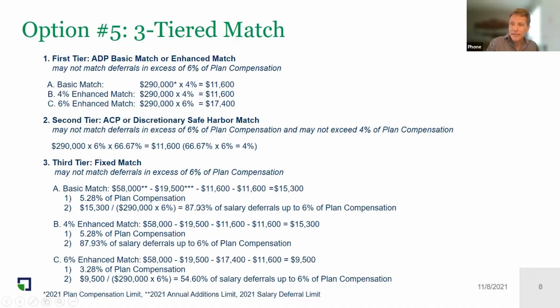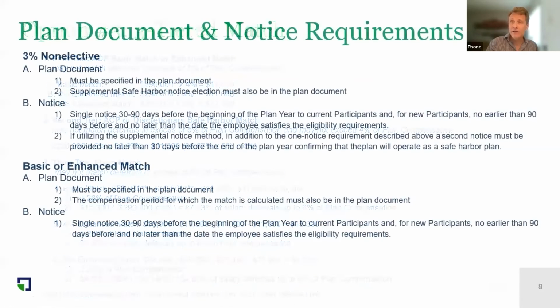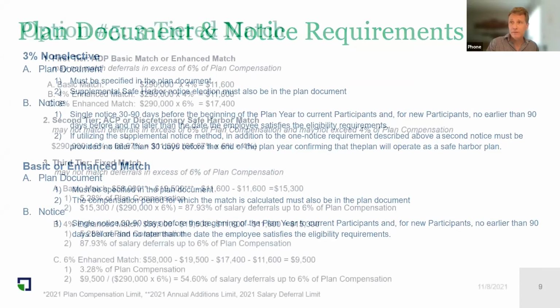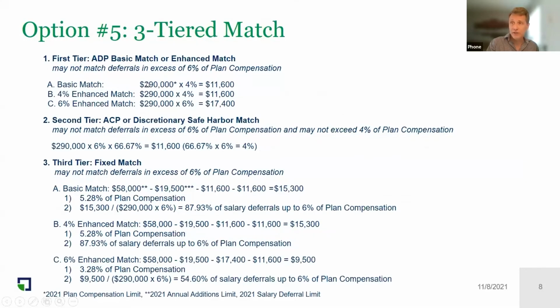The reason you need to calculate this fixed max percentage is because this needs to be in the plan document, okay? Under the fixed match section of your plan document. This has to be in there, okay? Now, every year as limits change, as these limits change, the 290,000 and the salary deferral, you need to calculate what the fixed match percentage is going to be for that year, and you need to amend your plan document before the end of the year.